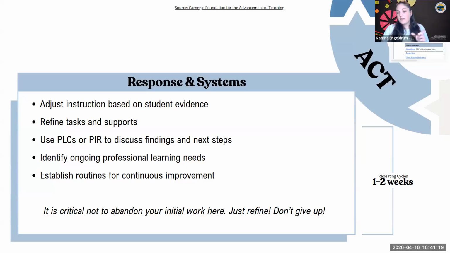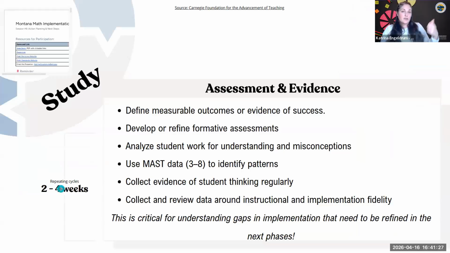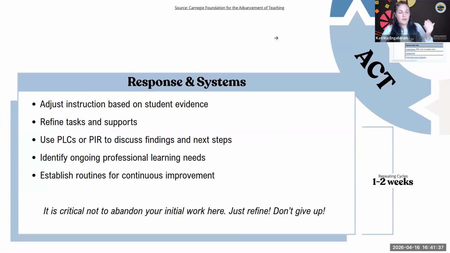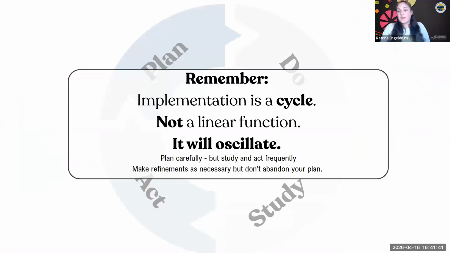These happen about every 1 to 2 weeks after that data collection piece. So if you are collecting that data on a cycle of every 4 weeks, let's say you have a once-a-month PLC, then 1 to 2 weeks after, you're responding. And then you're going back to planning, back to doing, you keep going around. It's a real cycle, not a linear function.